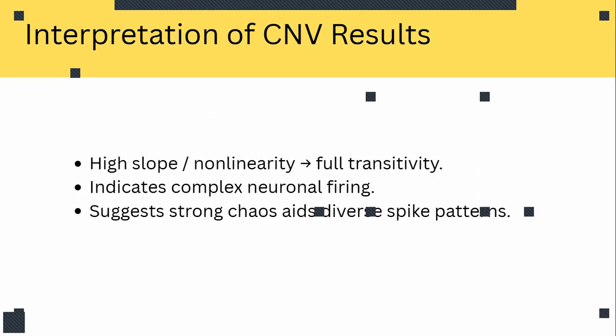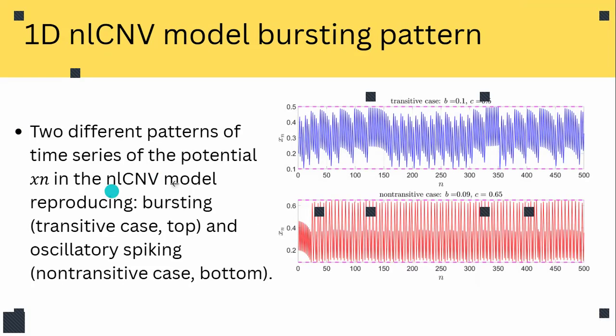Coming to the interpretation, in neuronal terms, transitivity corresponds to flexible voltage dynamics and irregular spike patterns. The chaotic regime mimics real neuronal bursting, whereas non-transitive regimes produce regular oscillations. Thus, chaos enhances the diversity of neuronal responses. So this is the case of bursting of the nonlinear CNV model. This is for the transitive case and this is for the non-transitive case.